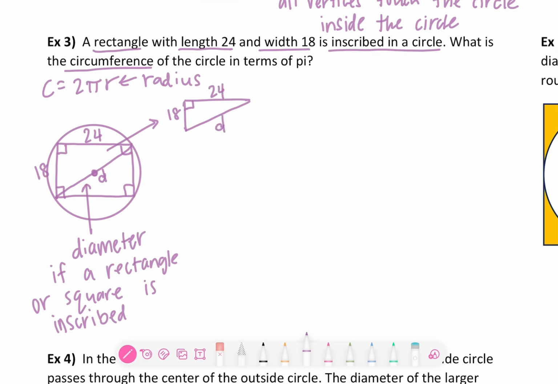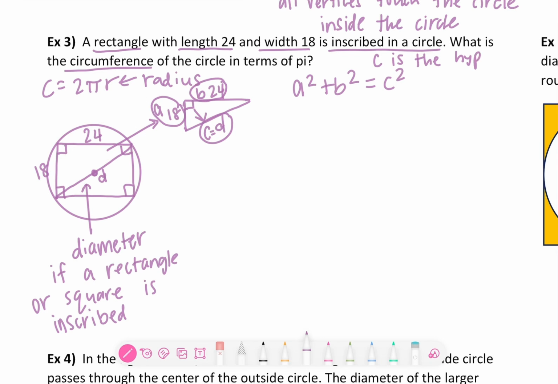So remember, Pythagorean theorem says that if you take the two legs, which are A and B, so A is 18 and B is 24, and you call the hypotenuse C, then A squared plus B squared is equal to C squared. The two legs squared, added together, equals the hypotenuse squared. Remember, C is always the hypotenuse. So I'm going to make a note of that. C is the hypotenuse.